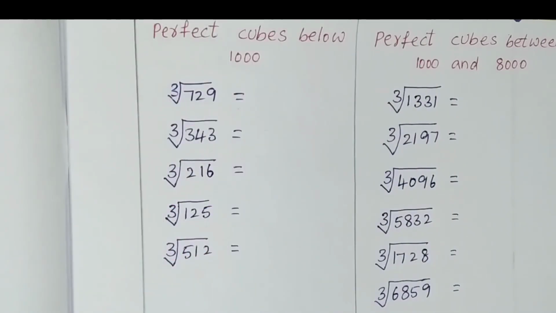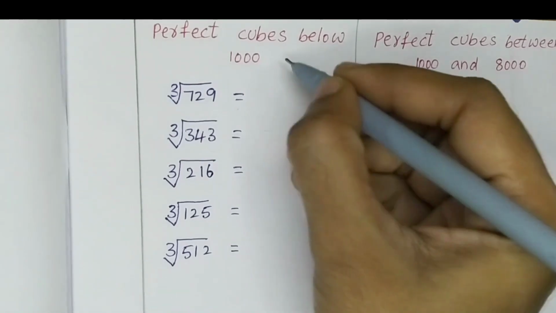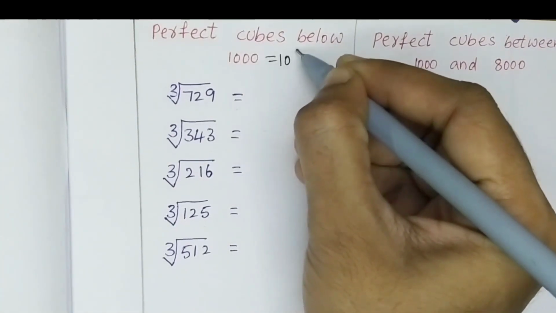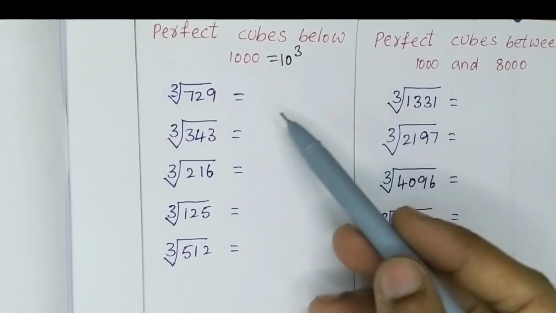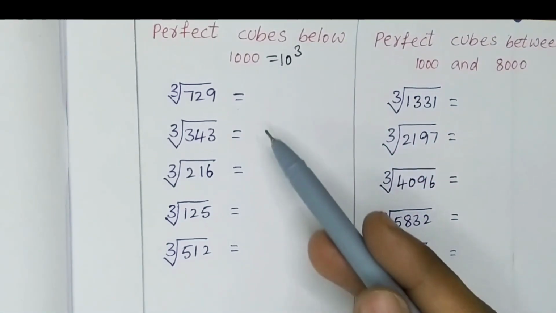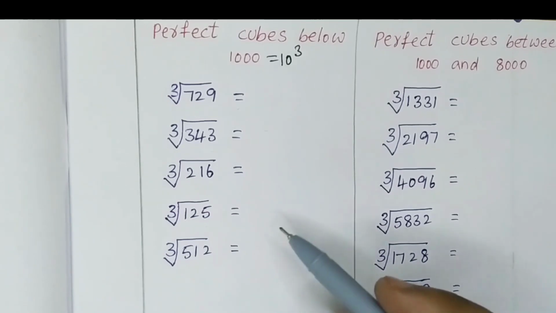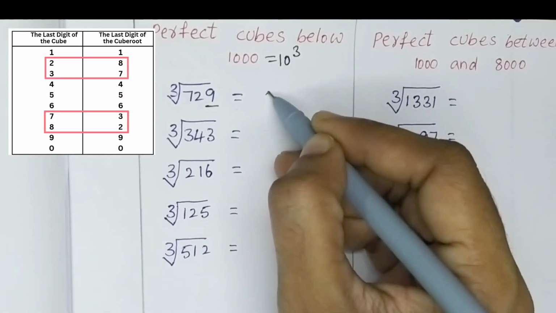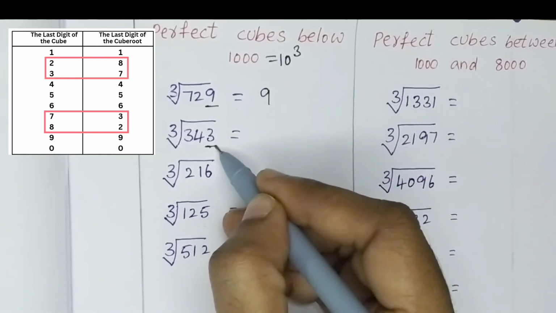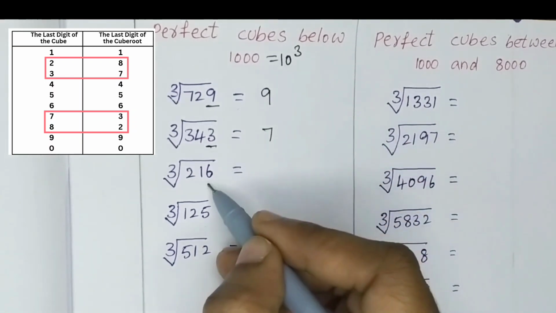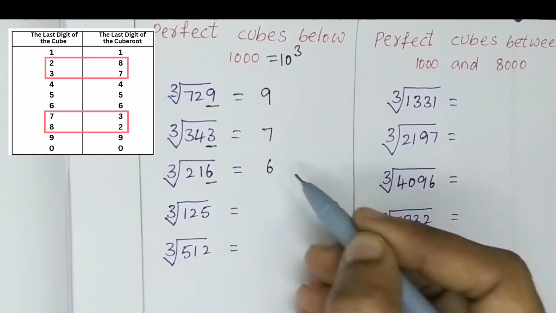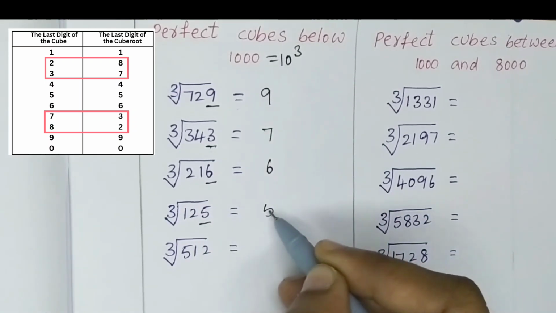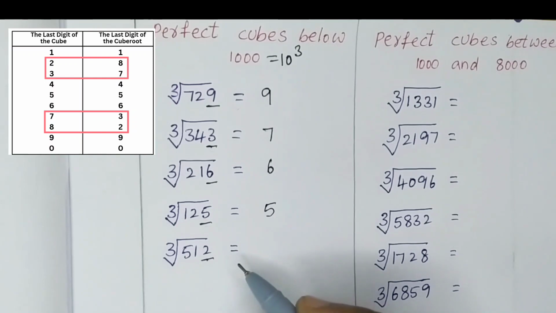Now see the examples. Perfect cubes below 1000. 1000 means it is 10 cube. So as these numbers are below 10 cube, their answer is a single digit only. Just by seeing the units place, we can write the answers. Units place is 9, so answer is 9. Units place is 3, so answer is 7. For 6, answer is 6. For 5, answer is 5. Units place is 2, so answer is 8.